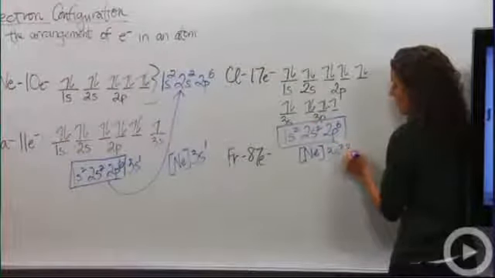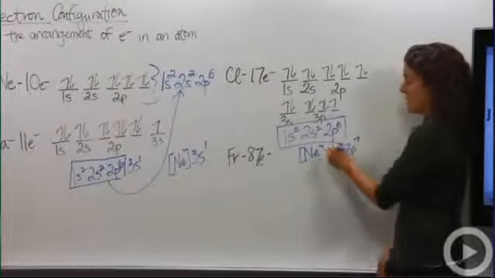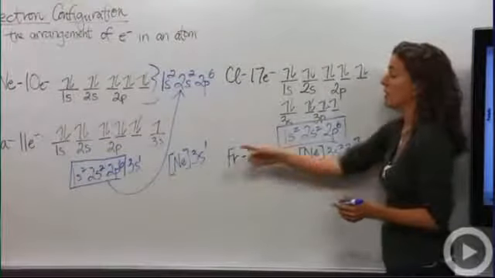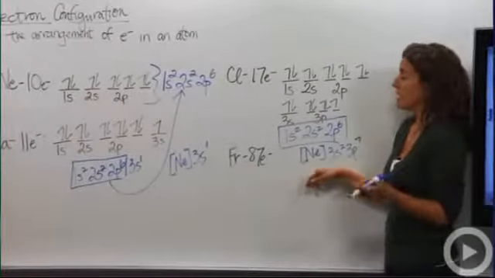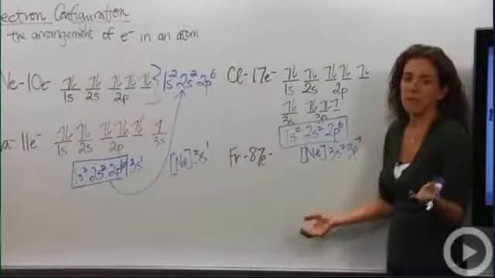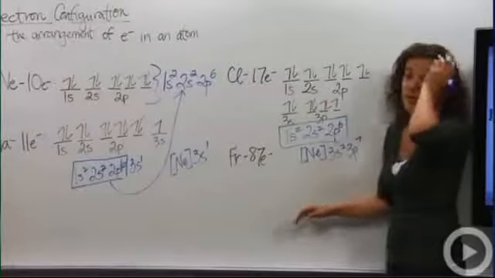3s2, 3p7. So this is the electron configuration for neon. We're going to call these two, this one and this one, the noble gas configuration. Which is the same thing as electron configuration, it's just a little bit shorter and easier to write, easier to manage.